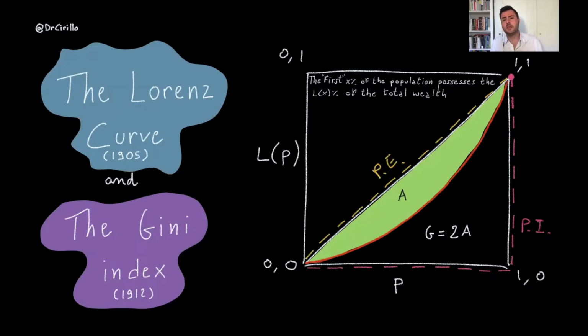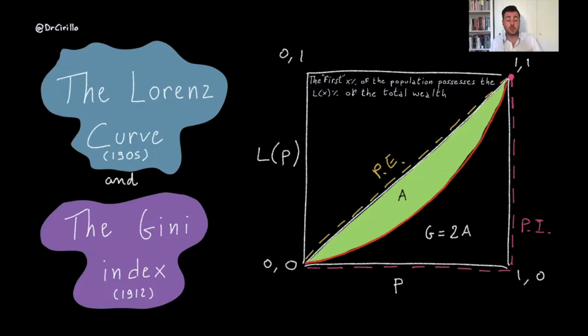Now, if I take this quantity A, I can always take the ratio of this quantity A over 1/2, which is the total area of the lower triangle. That is to say, I can take 2 times A, because A divided by 1/2 is like 2 times A. Okay, 2 times A is our Gini index. The Gini index is a number between 0 and 1.